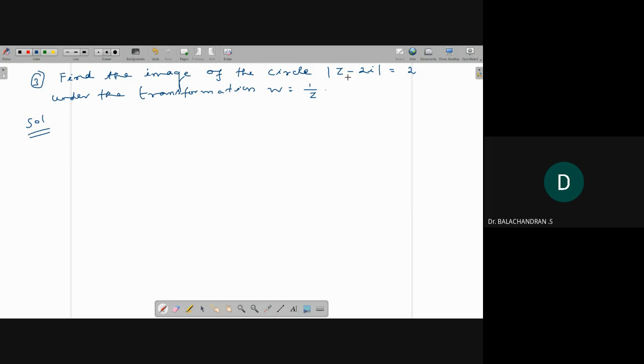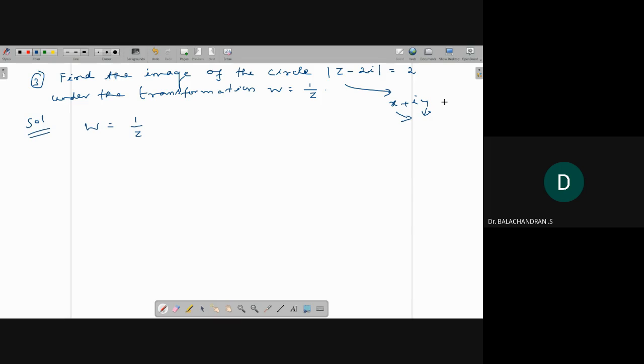So actually this is a circle equation, and this is the transformation. What transformation is given? w is equal to 1 by z is given. But here if we substitute z equal to x plus iy, and collect the real and imaginary parts and then apply modulus, you will get a circle equation in x and y.